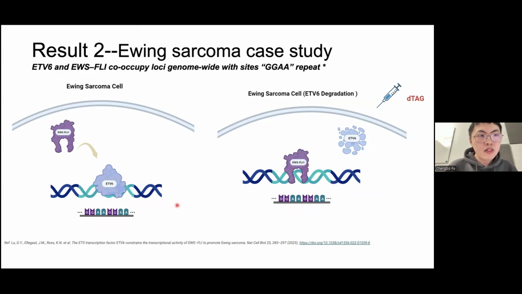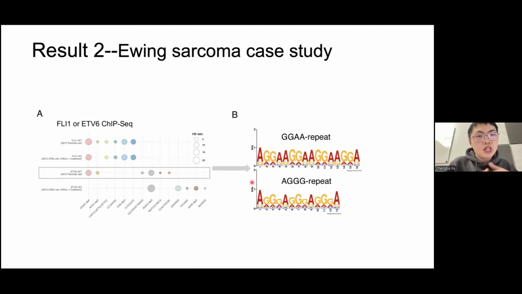ETV6 and HT-SELEX co-occupy the GGA repeat binding sites, and when ETV6 occupies these binding sites, HT-SELEX will be suppressed, which will lead to Ewing sarcoma. So that's the previous biological research, and here we use KMAP to try to confirm this finding. We truly found that the FLI1 and ETV6 binding pattern is a GGA repeat, and also in some samples KMAP found other motif signals like an AGG repeat.